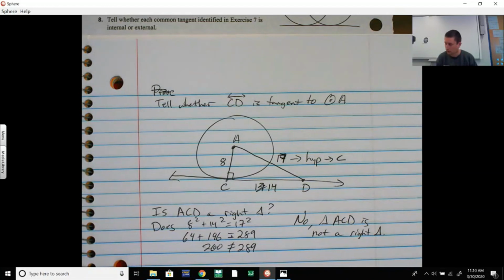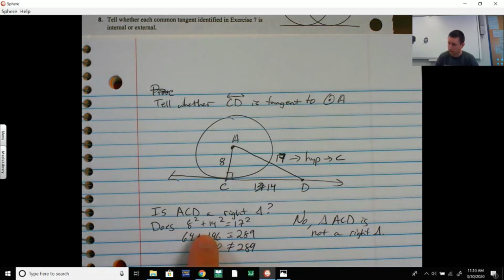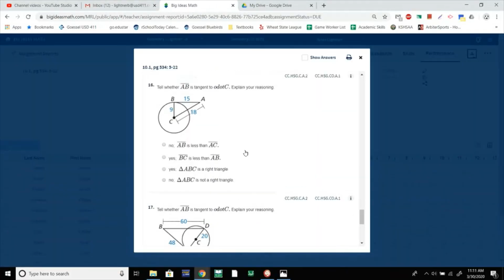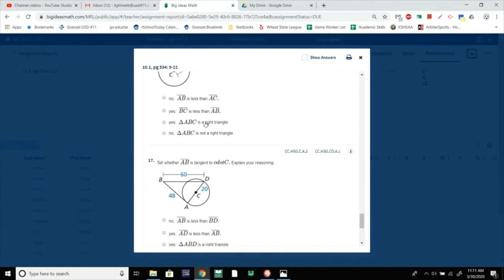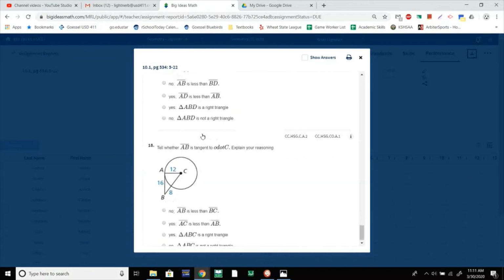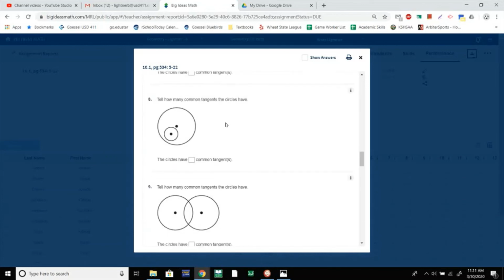Okay, so all those questions there, you need to check your Pythagorean theorem. Does a squared plus b squared equal c squared? If it doesn't, then it's not a right triangle. So those are these questions here. Tell whether it's tangent. Check a squared plus b squared equals c squared. Hypotenuse has to be c. And then either it is a right triangle or it's not a right triangle. And that should be it.